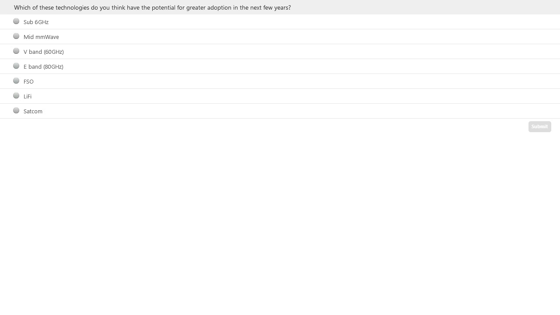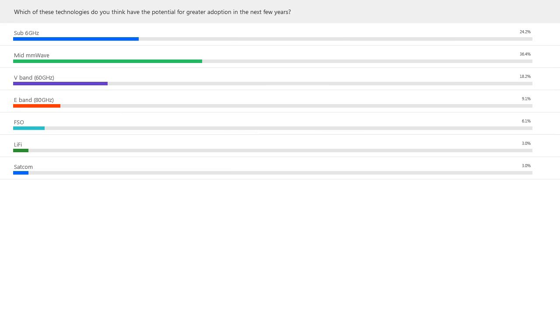Sub-6 gigahertz, mid-band millimeter wave, the V-band identified as the 60 gigahertz, the E-band, which is the 80 gigahertz, free space optics, Wi-Fi, which was the visible light, and then satellite communications. And again, we'll see if we can get to some sort of a critical mass here, and I'll push them out in just 1 second. We did get a lot of great questions in, so I definitely want to save some time for that. So may not be the absolute final say on this, but let's push out with this.